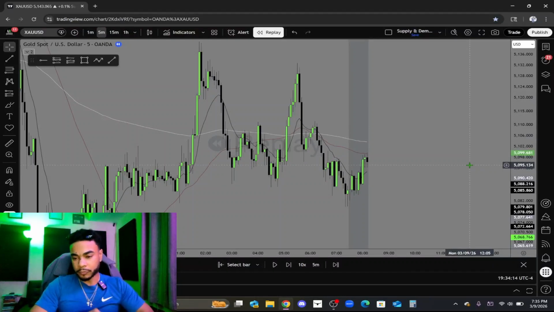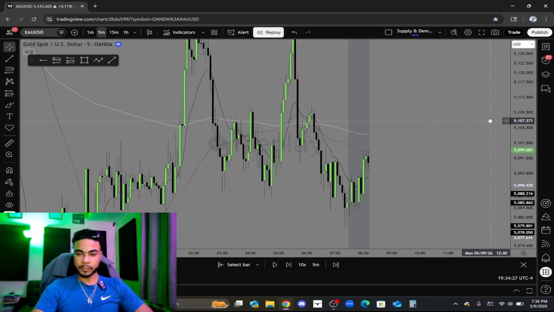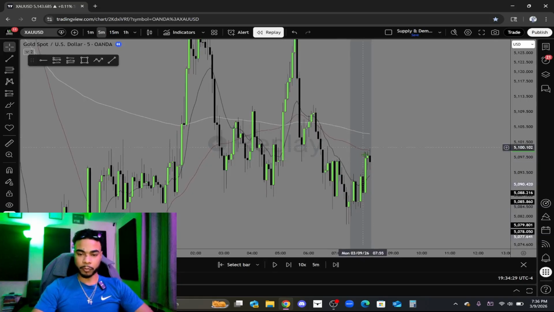So today is March 9th, 2026, and this is today's trade breakdown. Right now I'm on gold. When I woke up, I saw the price action was looking like this, basically. So we had the 3 MAs above price.